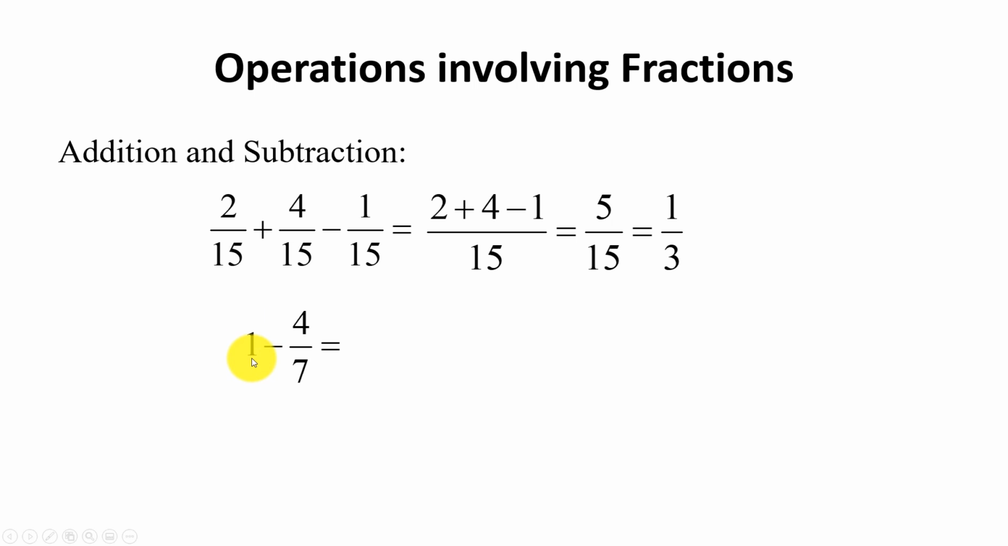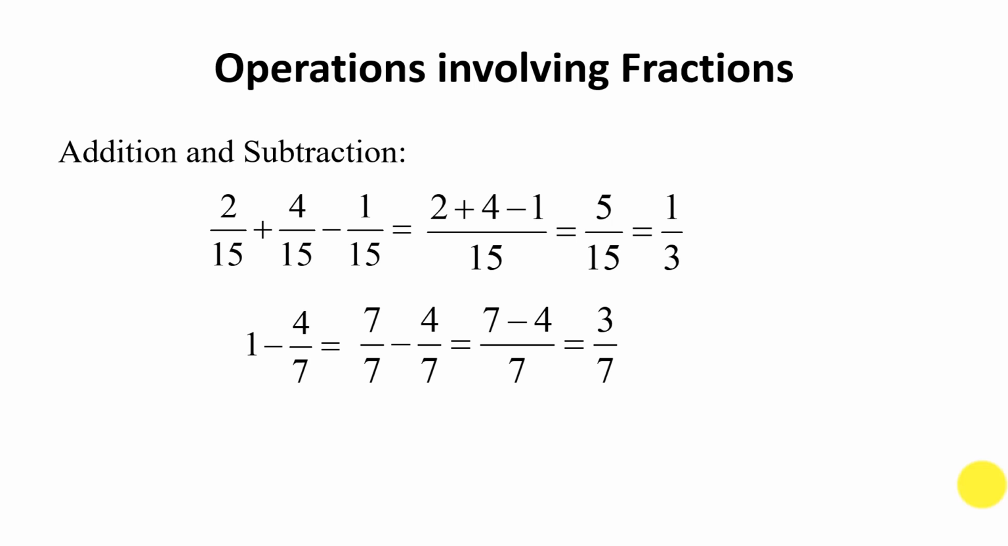For this problem, we have 1 minus 4/7. The denominator of this 1 is a 1. We need to change it to a 7, so we multiply the top and the bottom numbers by 7. So we get 7 over 7. 7 over 7 is the same thing as 1. 1 minus 4/7. Now that we have a common denominator of 7, we subtract the numerators, so we get 7 minus 4, and that's over 7, which gives us an answer of 3 over 7.